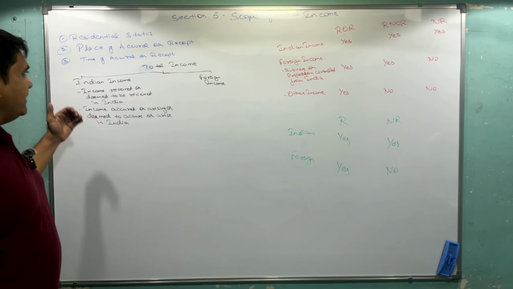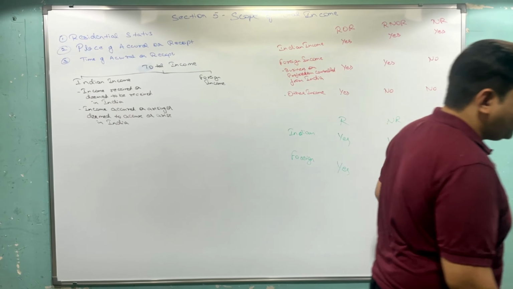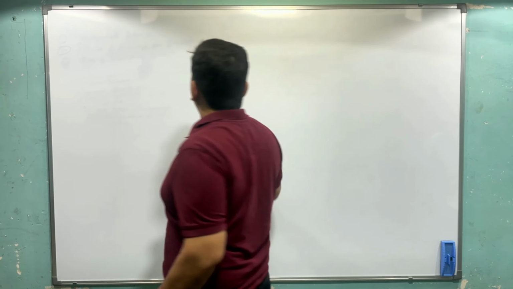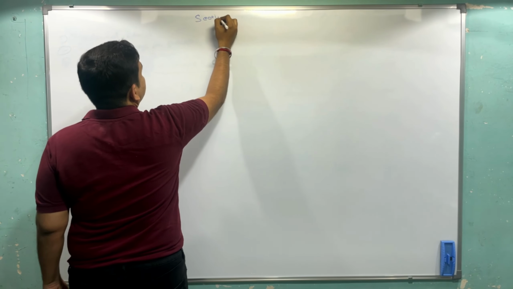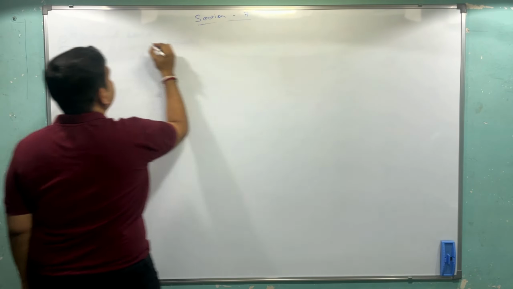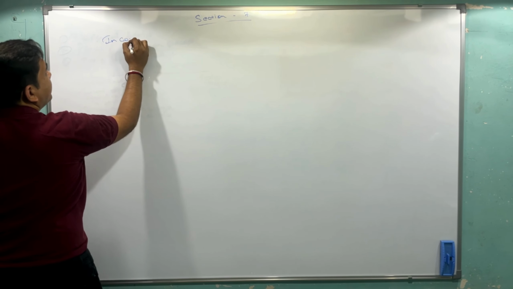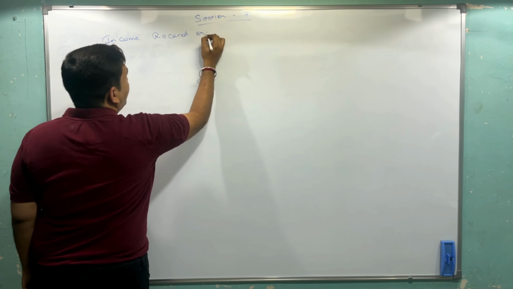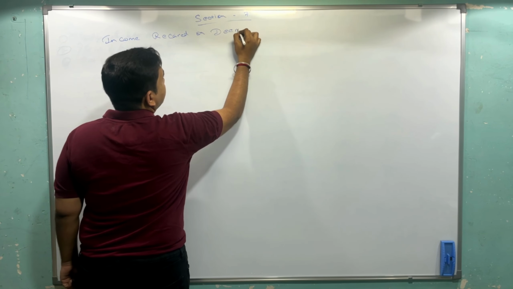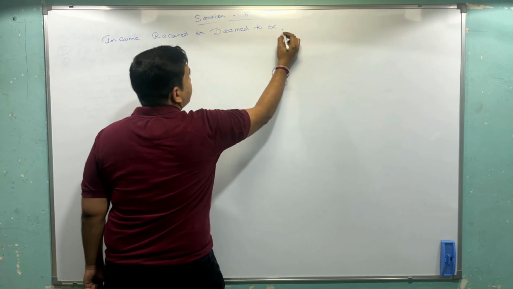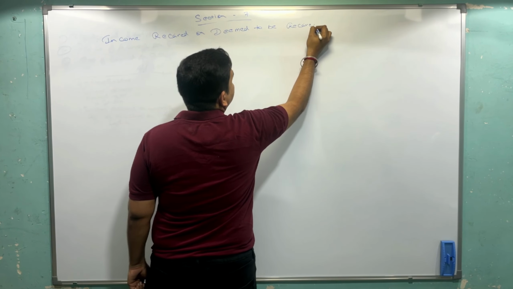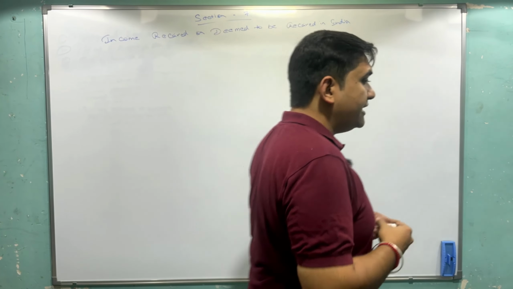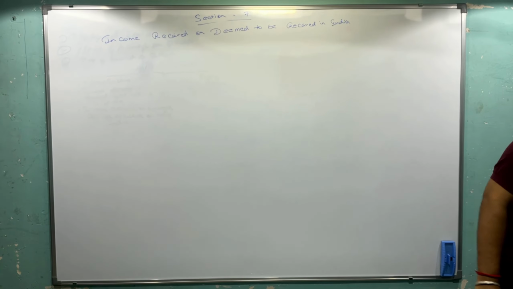Next, we will move on to section 7, which talks about income received or deemed to be received in India. Its name is a little big here. Income received or deemed to be received in India.